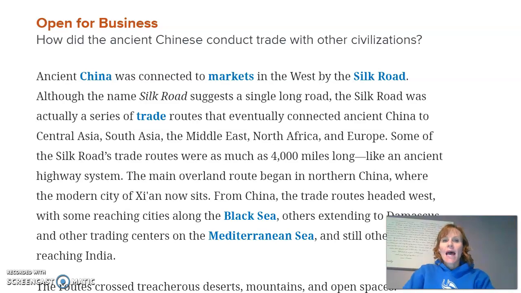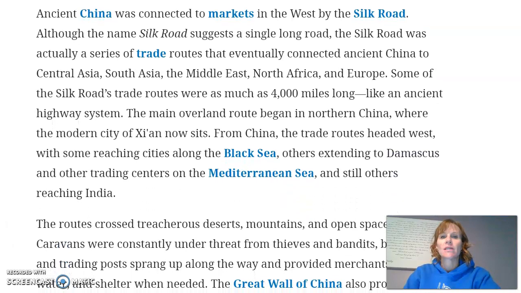Open for business. How did the ancient Chinese conduct trade with other civilizations? Ancient China was connected to markets in the West by the Silk Road. Although the name Silk Road suggests a single long road, the Silk Road was actually a series of trade routes that eventually connected ancient China to Central Asia, South Asia, the Middle East, North Africa, and Europe. Some of the Silk Road's trade routes were as much as 4,000 miles long, like an ancient highway system.